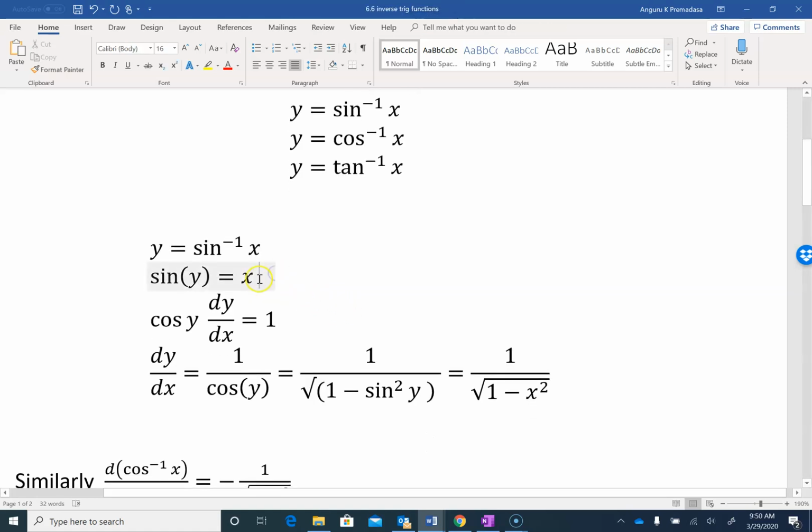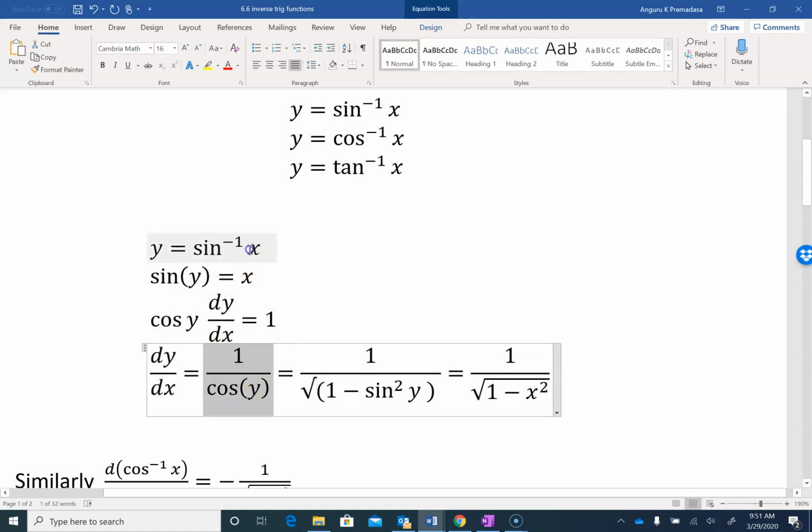So now we have an equation in x and y. We implicitly differentiate both sides. When you implicitly differentiate the left side, you get the derivative of sine y is equal to cosine y, but because it's a y term, you multiply by what? dy over dx. When you go to the right side, the derivative of x is 1. So now you want to solve for dy over dx, which is 1 over cosine y, which is great for an answer, but you want the answer in terms of x.